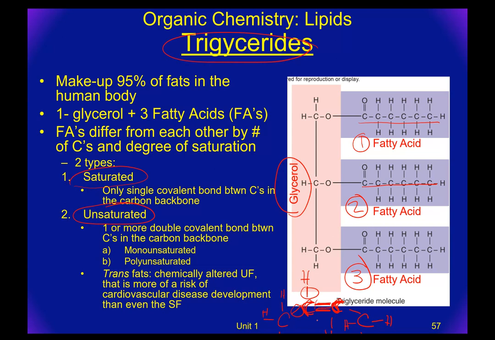Okay, so 1, 2, 3. Monounsaturated means that you have 1 double bond. Polyunsaturated means that you have more than 1. You can tell monounsaturated fats usually because at room temperature they are liquid. Crisco is not an example of a monounsaturated fat because it's solid at room temperature.